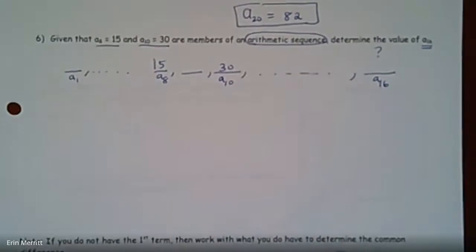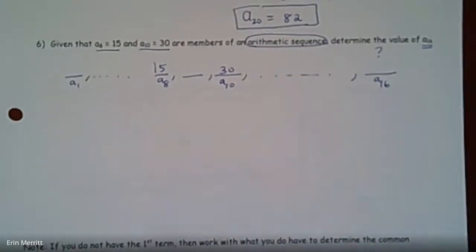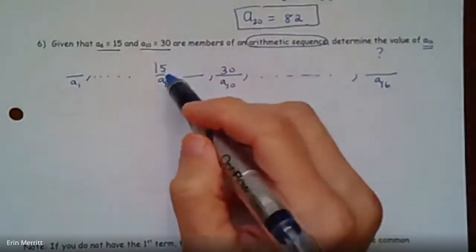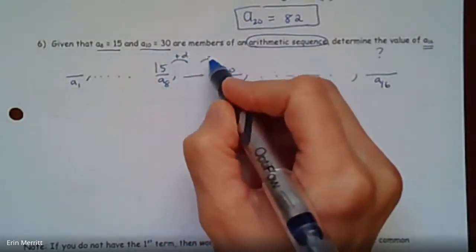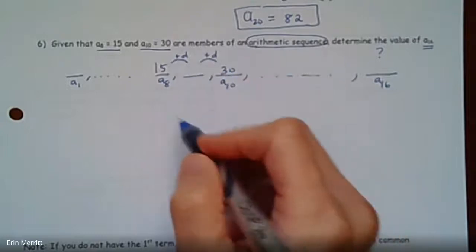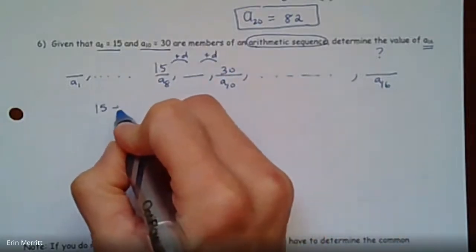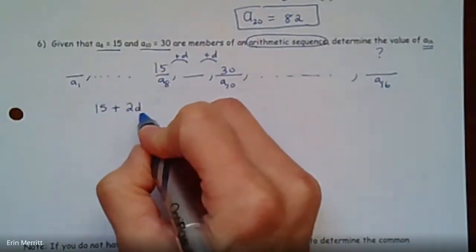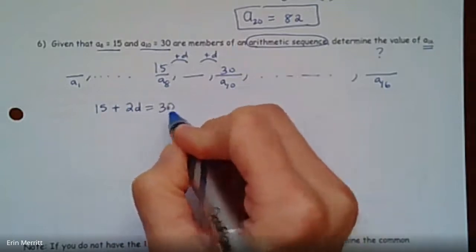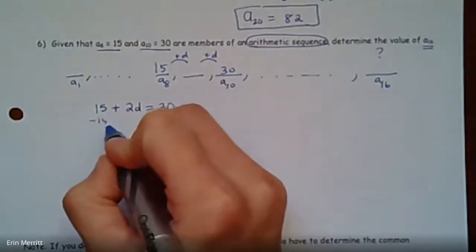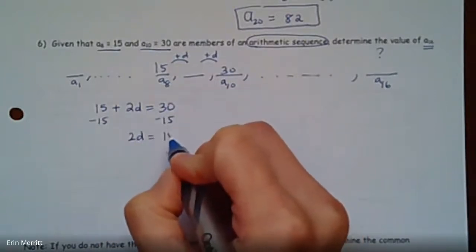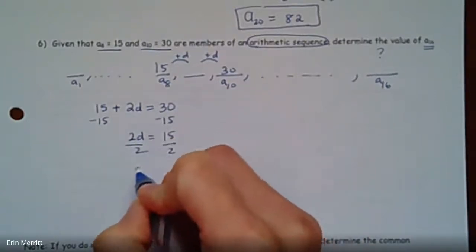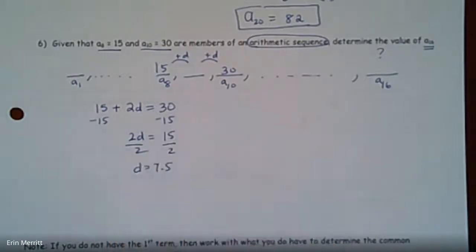All right. So I still want to set it up in a similar fashion to think like, what are we adding to get from here to here? So I would add the common difference from here to here. So 15 plus 2 of those common differences will land me at 30. And we can easily solve this. So 2 times D equals 15. Cut that in half. That means the common difference would be 7.5.